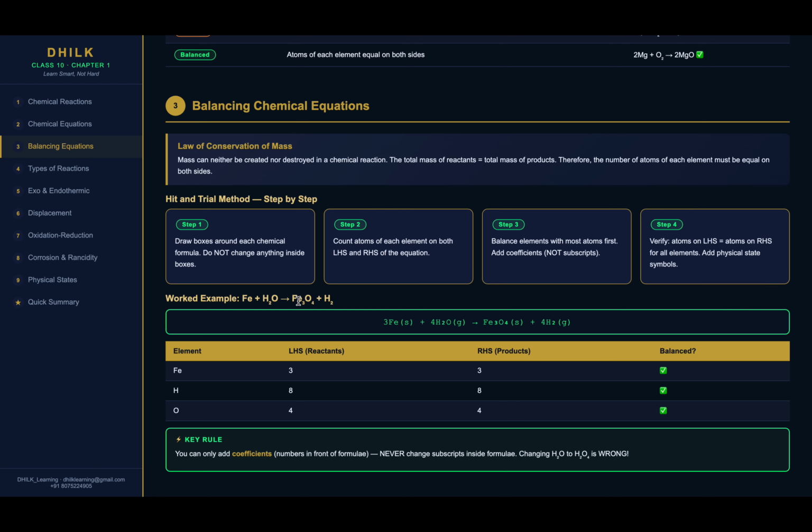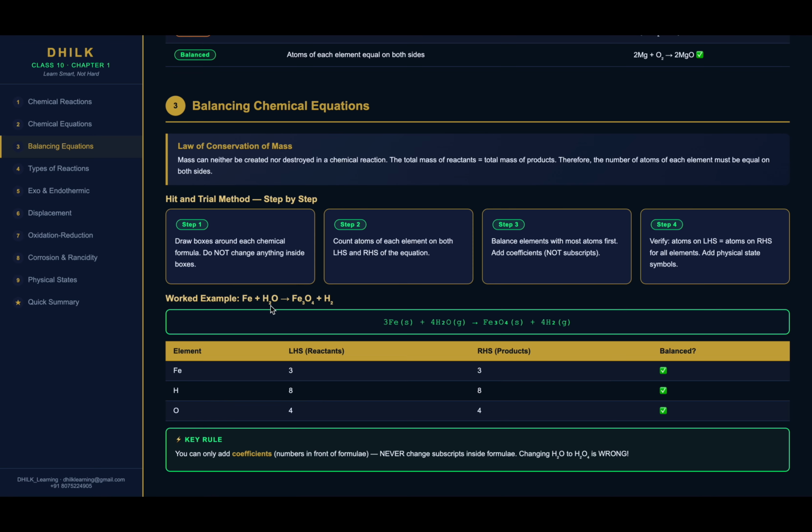There are 3 iron atoms on the right side, so we have to give 3 on the left side also. So first we can write 3Fe on the LHS. Now on the RHS there are 3 Fe, so the number of iron atoms is balanced. Okay, now we can move to the hydrogen atoms.